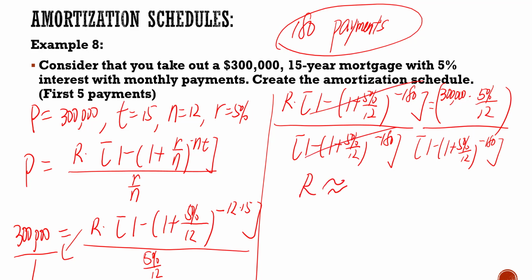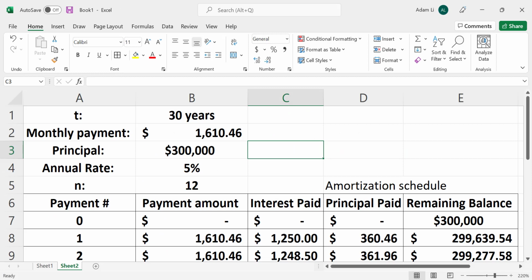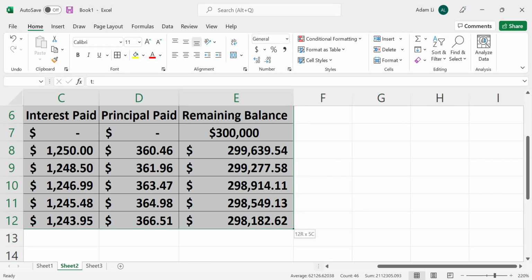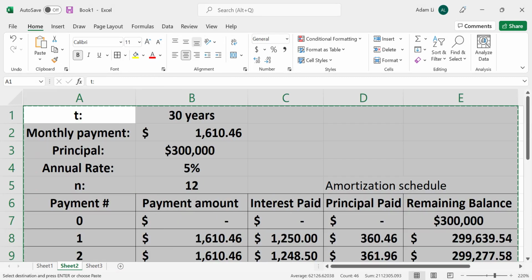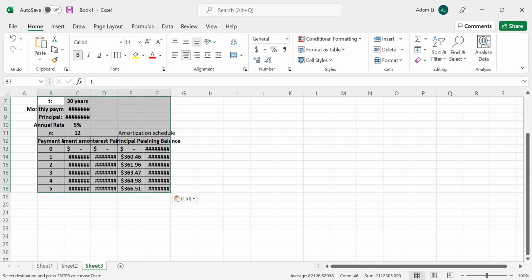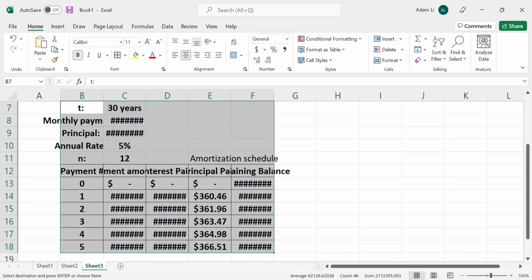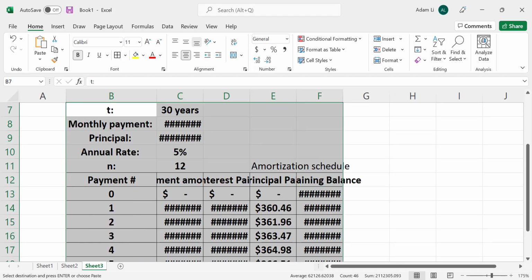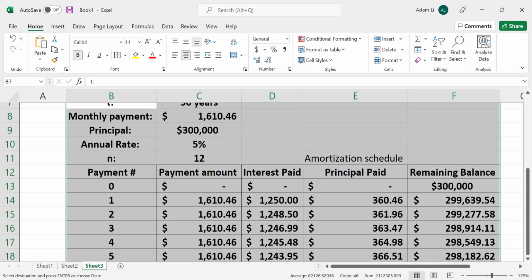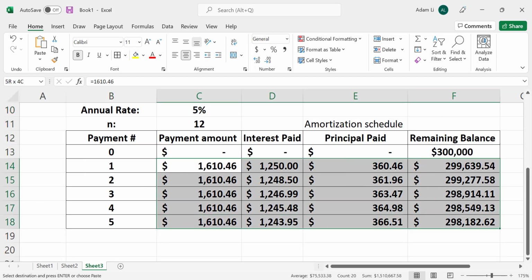Let's figure out how much the regular payment is. Here, I'm going to create a new sheet. I'm going to copy all of this because we're going to use all these numbers one more time. I'm going to paste it in Sheet 2 here so we can compare in a second. Let me just modify something here. We're still working on the amortization schedule, so I'm going to delete all of these numbers for now.